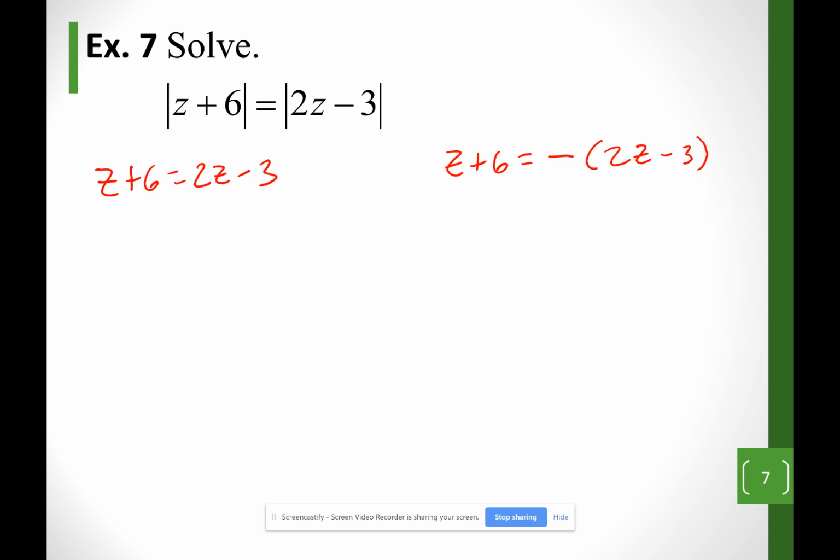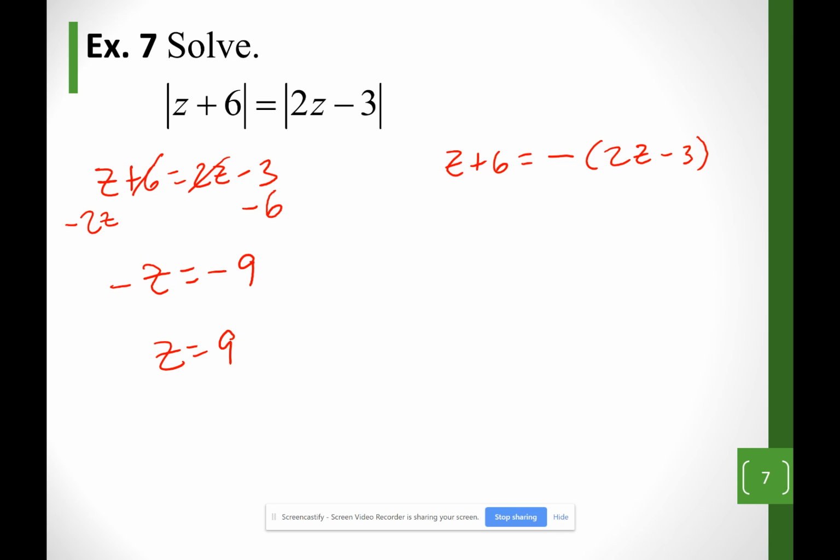Let me work my first one. I have z's on both sides, so let me bring the z's to the left. Negative 2z. Let me bring my 6 to the right, to negative 6. So I have that negative z is equal to negative 9. We're going to say that z must be equal to 9.